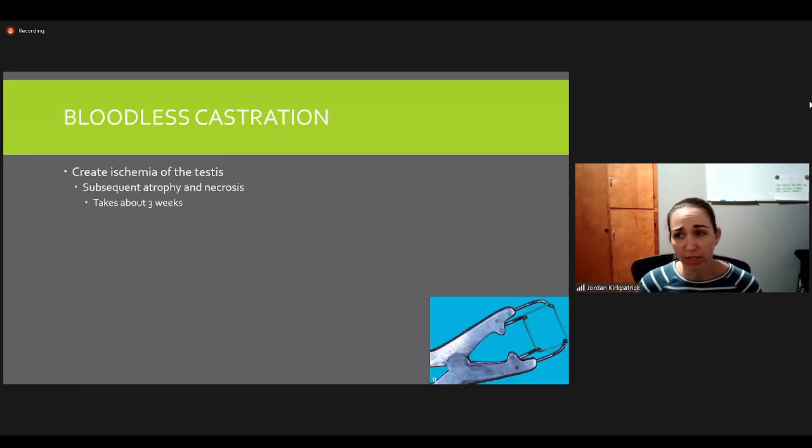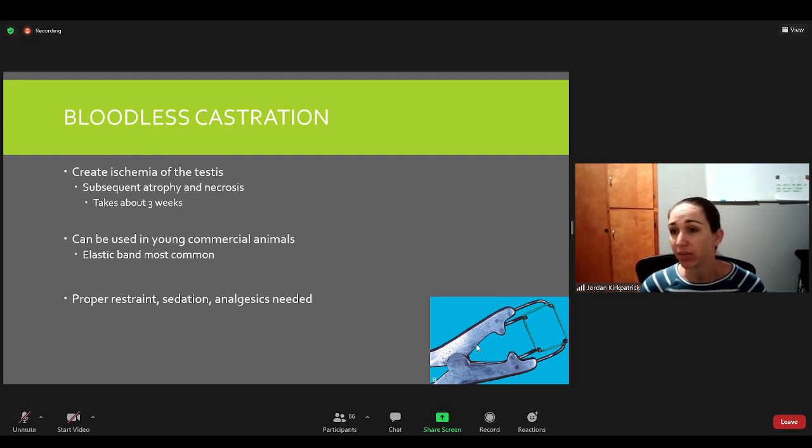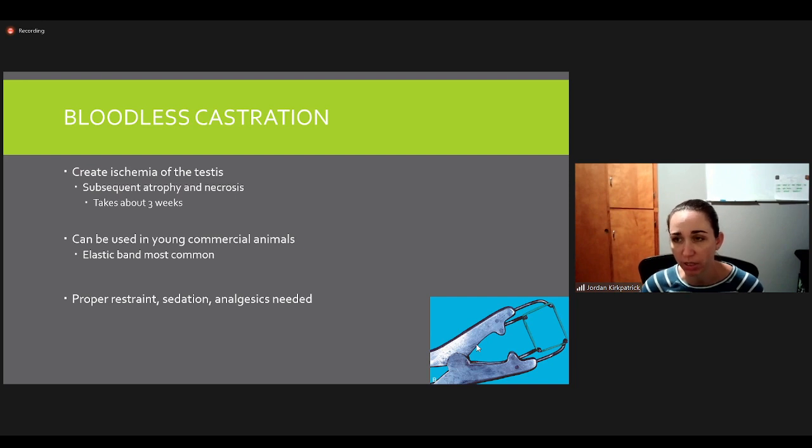There are techniques for what they call bloodless castration, which causes ischemia of the testes and atrophy and necrosis, and they eventually fall off, which takes about 3 weeks. This is done usually on farm by the producers for very young lambs or kids. I have never done it. They should now have proper restraint, sedation, and analgesics if needed, but if the farmer's doing it, they may not have those things on hand, but it really is considered inhumane not to provide pain medication for these animals.